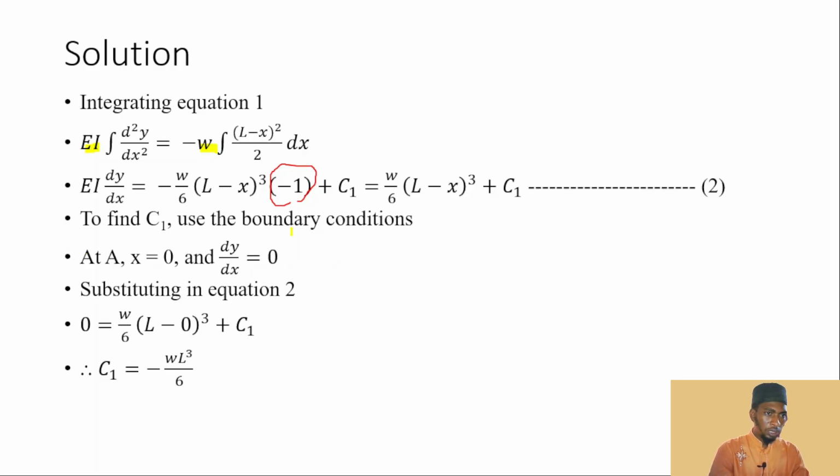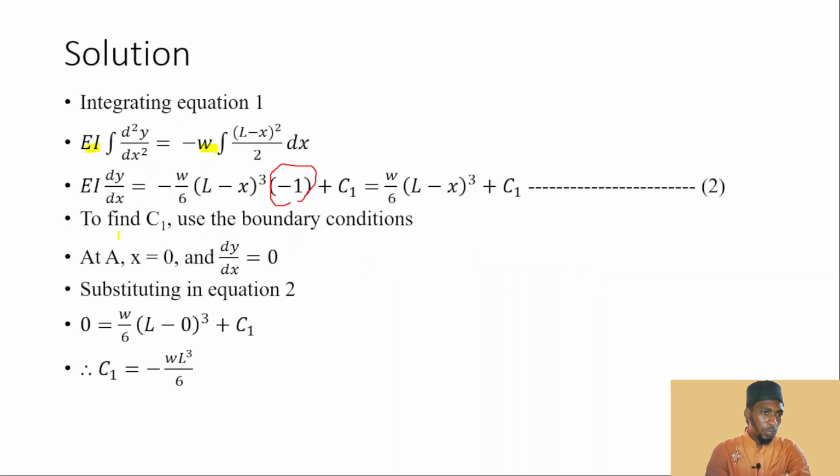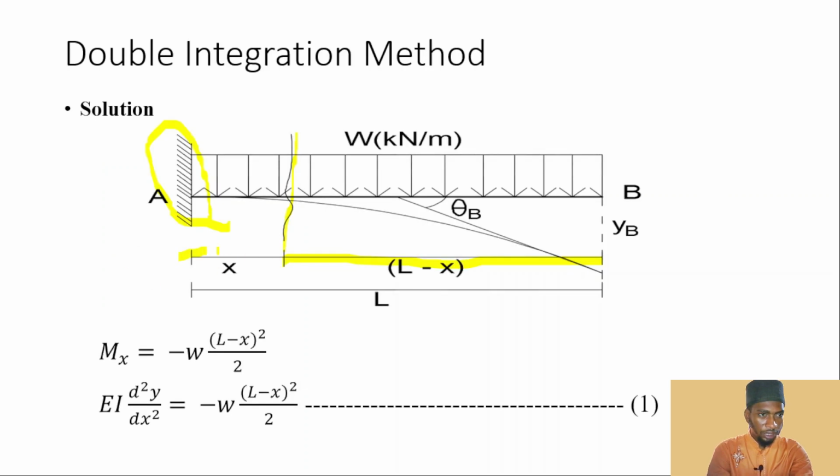So we are going to find our c1 here using the boundary conditions. For you to know the boundary condition, go back to the diagram. This side, if you look at this thing, you know the conditions. This is a cantilever, so deflection and slope are 0 at a fixed support. At a fixed support, deflection and slope are 0, which means dy/dx is 0. So at what point is dy/dx 0? It is at point A, where x is 0, because from here to here is x, so where x started is 0.